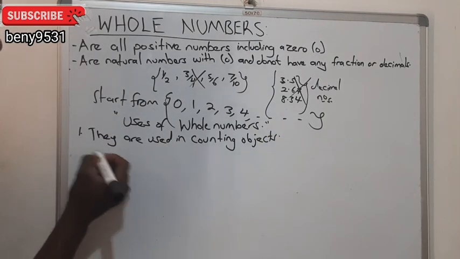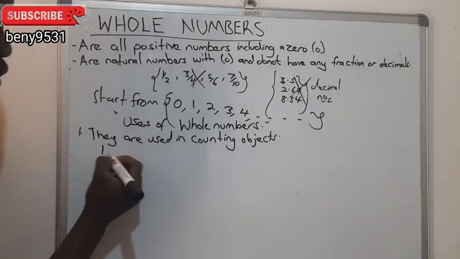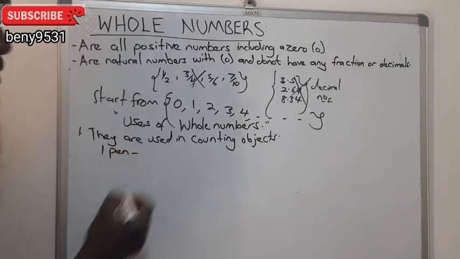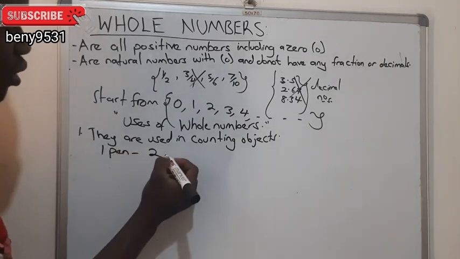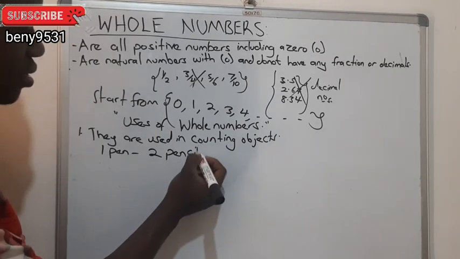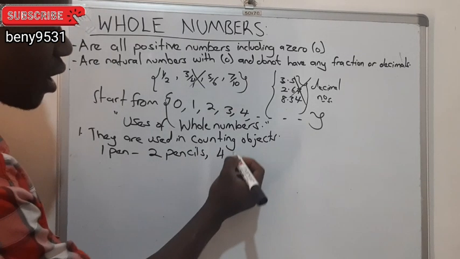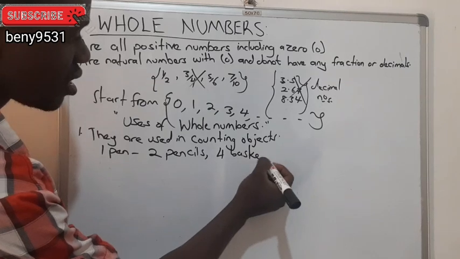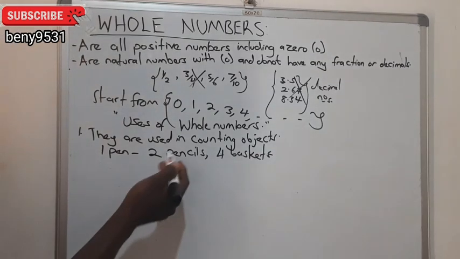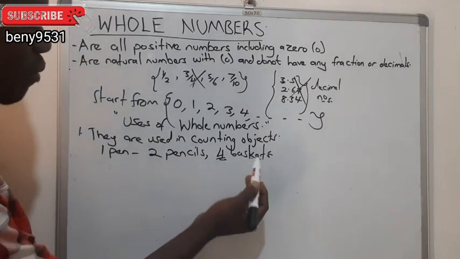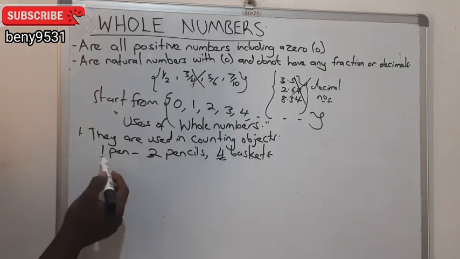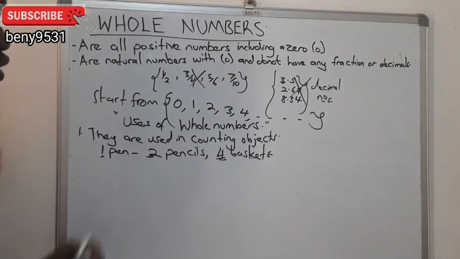For example, when you say 1 pen, 2 pencils, 4 baskets. So here we use whole numbers. You can see 4 baskets, 2 pencils, 1 pen. So whole numbers are used when we are counting items.